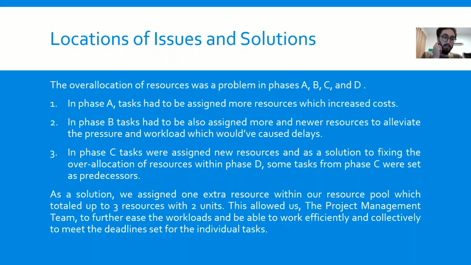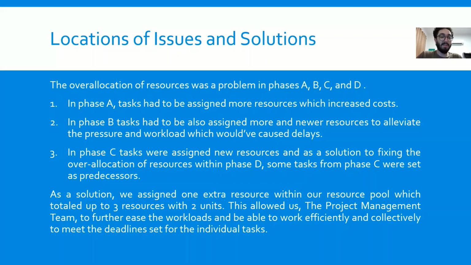So initially, the over-allocation of the resources was a problem within phases A, B, C, and D. In phase A, tasks had to be assigned more resources, which increased costs. In phase B, tasks had to be also assigned more and newer resources to alleviate the pressure and workload, which would and did cause delays.